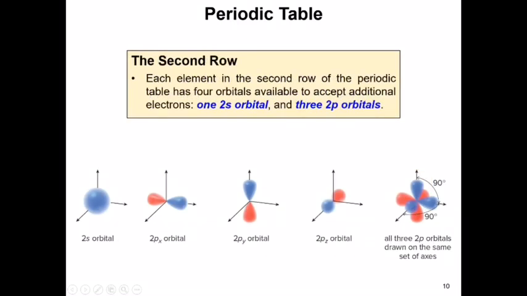The second row in the periodic table contains the second energy level, or n equals 2. The elements in this row can access a total of 4 orbitals, 1 from the 2s and 3 from the 2p. The 2s sublevel contains only 1 orbital, which is the s orbital. The 2p sublevel, on the other hand, contains 3 different orbitals, the 2px, 2py, and 2pz orbitals. And combining them all together, you have the 2p sublevel.